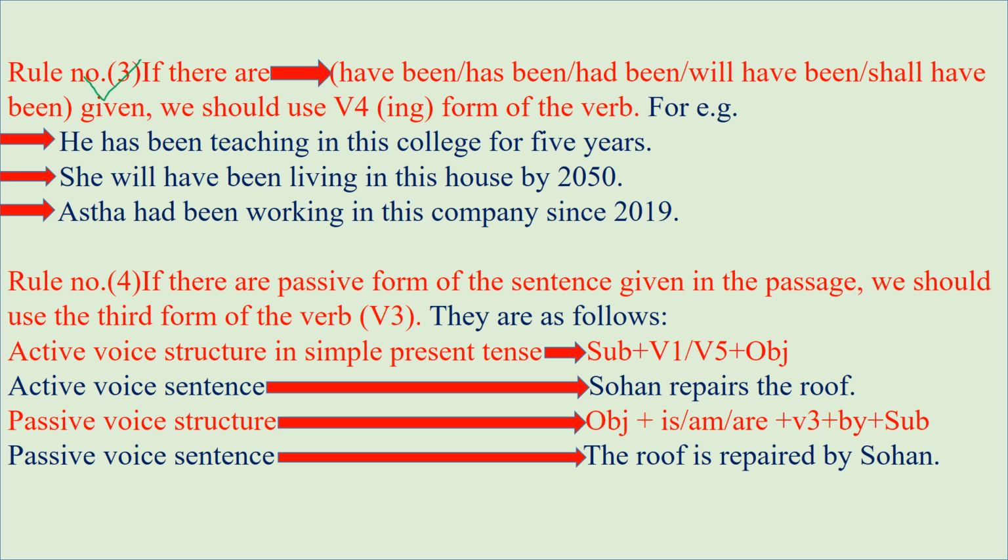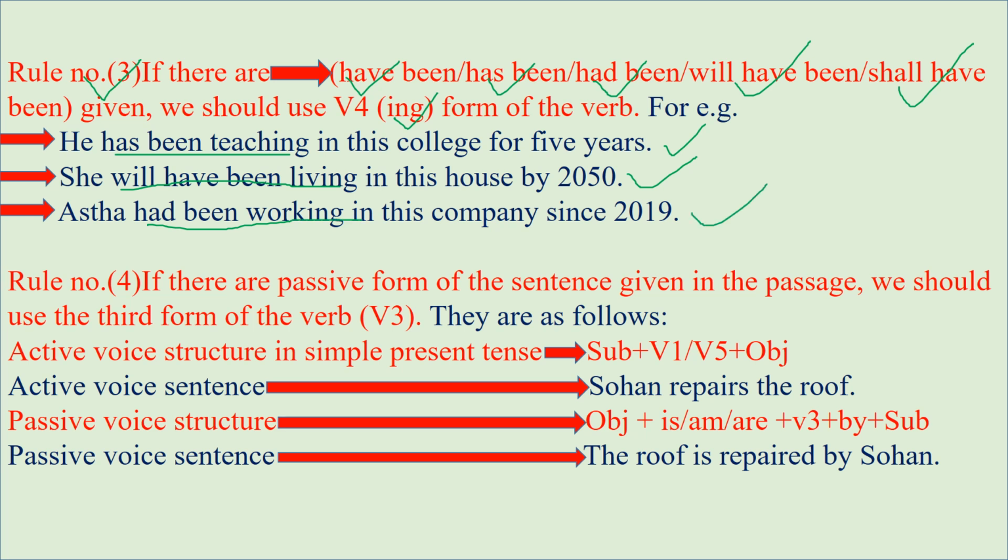Rule number 3. If there are have been, has been, had been, will have been, shall have been given, we should use the ing form of the verb. For example, he has been teaching in this college for 5 years. She will have been living in this house by 2050. Astha had been working in this company since 2019.